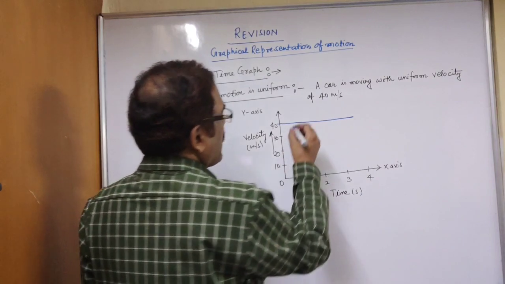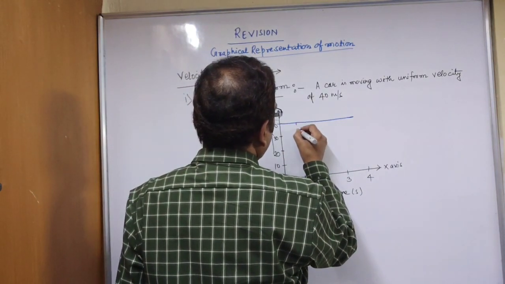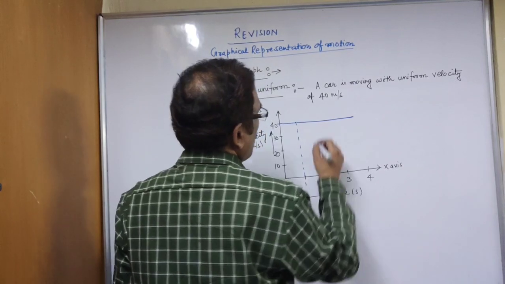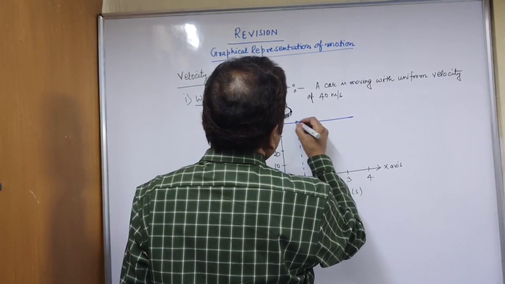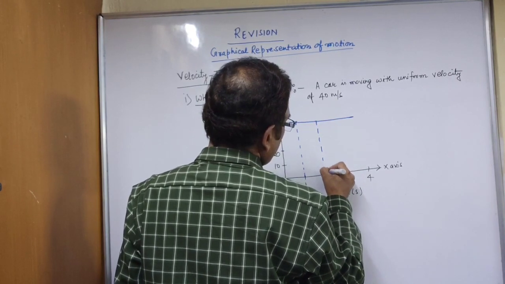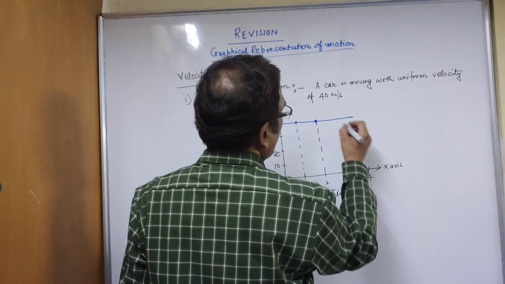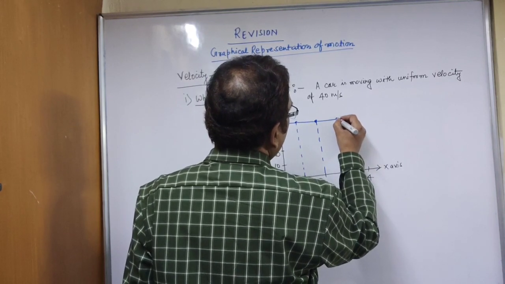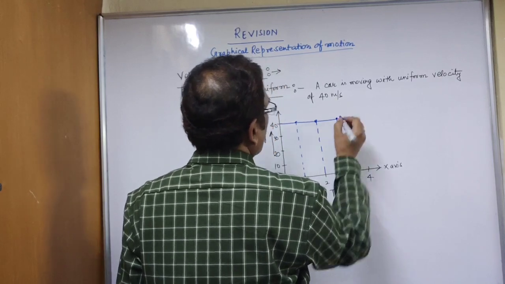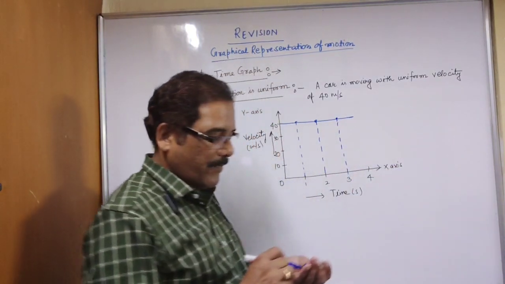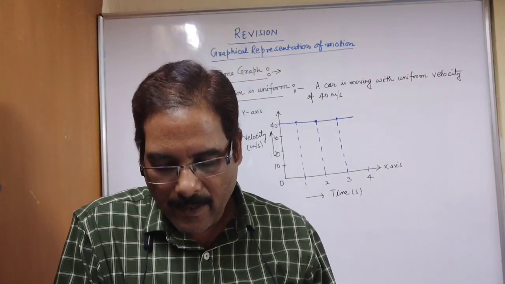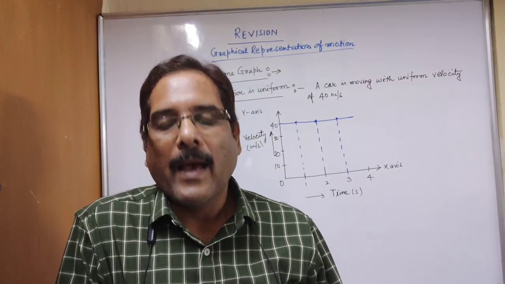So it shows that at the first second the velocity is 40 meter per second. In the second second also the velocity is 40. In the third second, similarly, the velocity is 40. So in this way, if you mark the points and join the points, you will get a straight line parallel to the time axis.